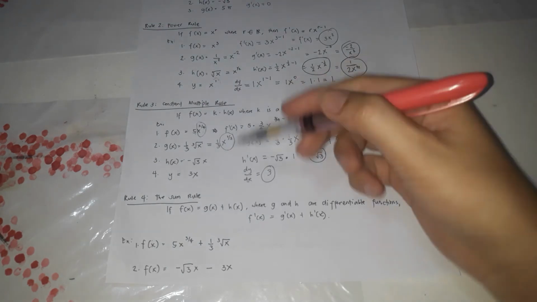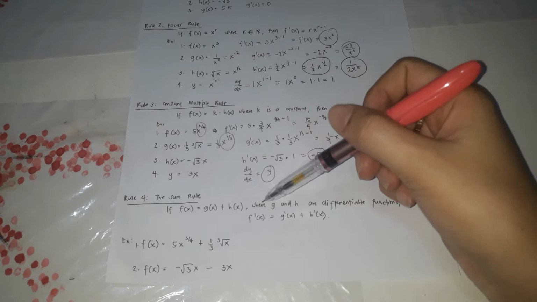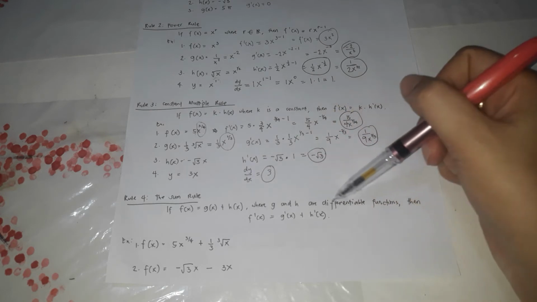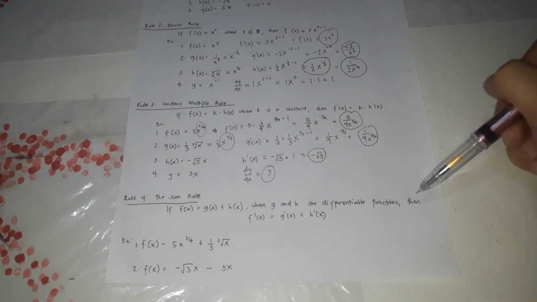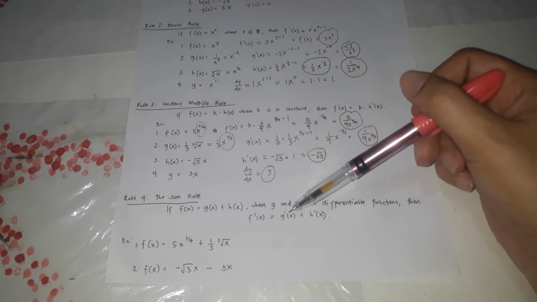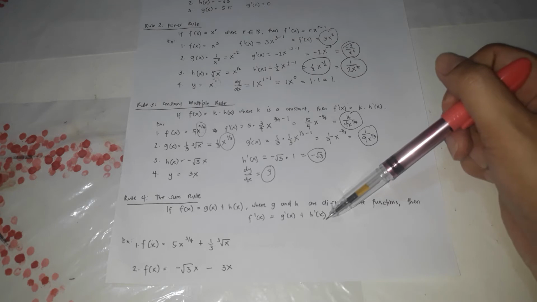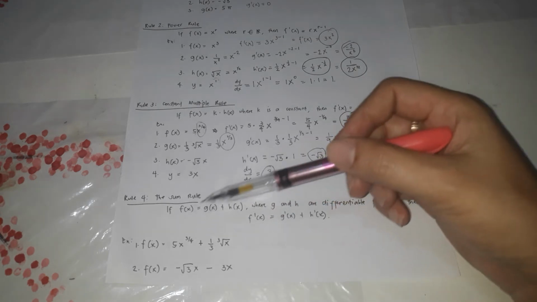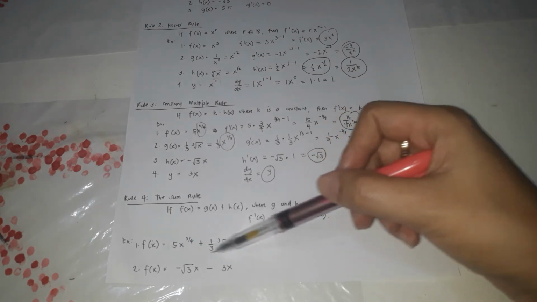Next, number 4, the sum rule. The sum rule, if f of x is equal to g of x plus h of x, where g and h are differentiable functions, then the derivative of f of x is equal to the derivative of g of x plus the derivative of h of x. So, ang gagawin lang dito is, kunin mo lang derivative nito, kunin mo lang ang derivative nito, i-plus mo lang.